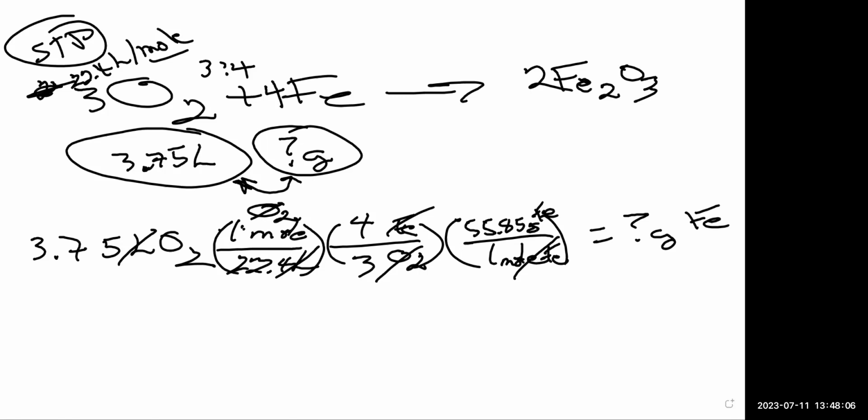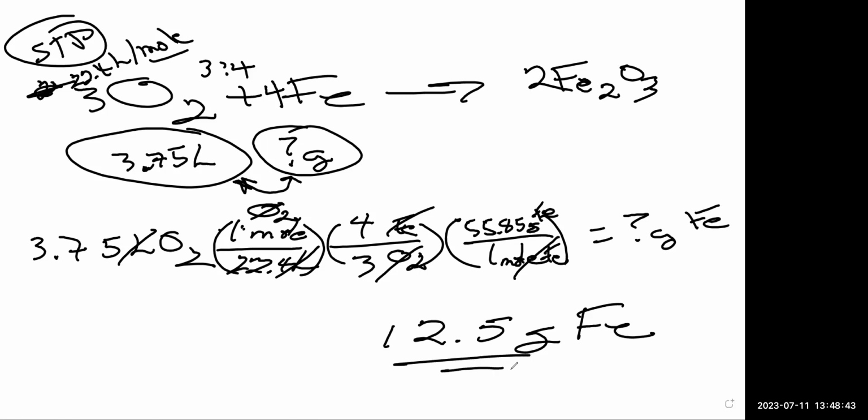If you start off with, let me get my calculator here real quick. I got 3.75 divided by 22.4, times 4 divided by 3, times 55.85. Okay, I got, keeping track of my units, 12.5 grams of iron. Check my math, okay?